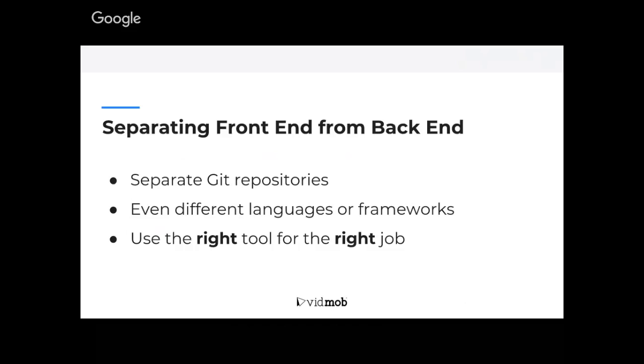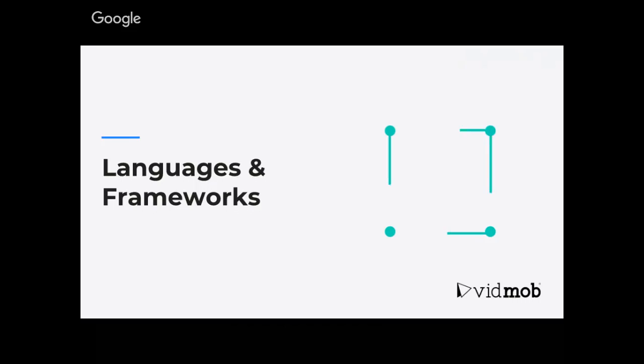In terms of how you actually develop and build these things, you'll probably have separate Git repositories for your web front end and your API backends, and you may even use different languages and frameworks to develop them. The key here is using the right tool for the right job. There are a lot of differences in how various programming languages and web frameworks operate that work better for different situations. And I'll go into some of those later on.